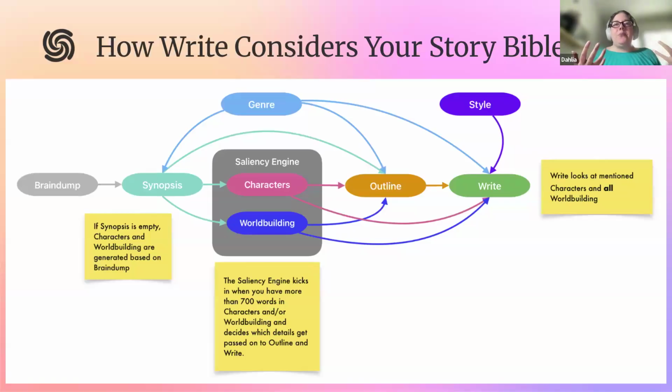Write is also good with looking at the Story Bible information. When the Story Bible is activated, Write pulls in key context: the style, the genre, the linked chapter from the outline, if a chapter is linked, and characters and world building details. In this case, Write would look at any character whose name is partially mentioned in your text. This is very important to keep in mind.